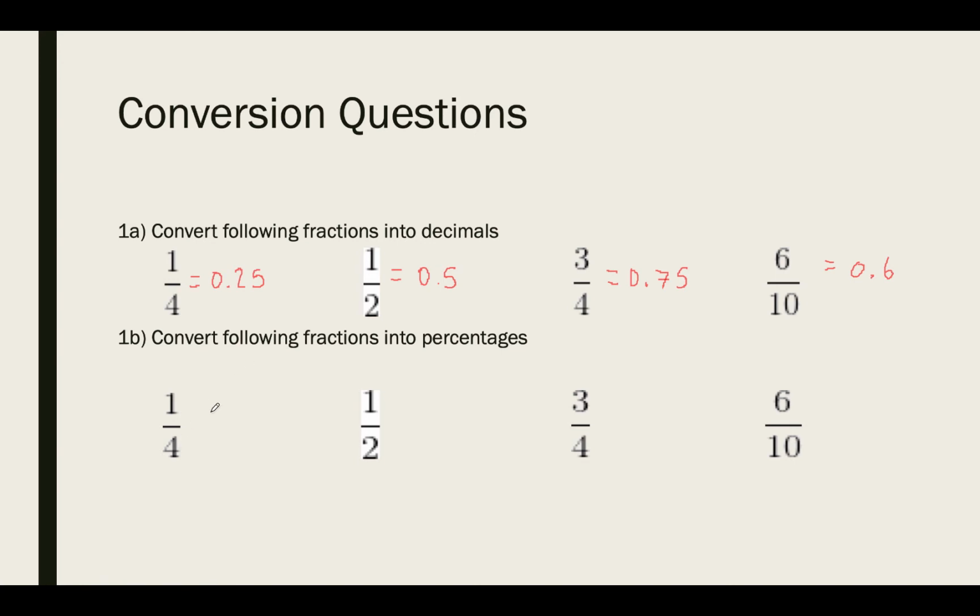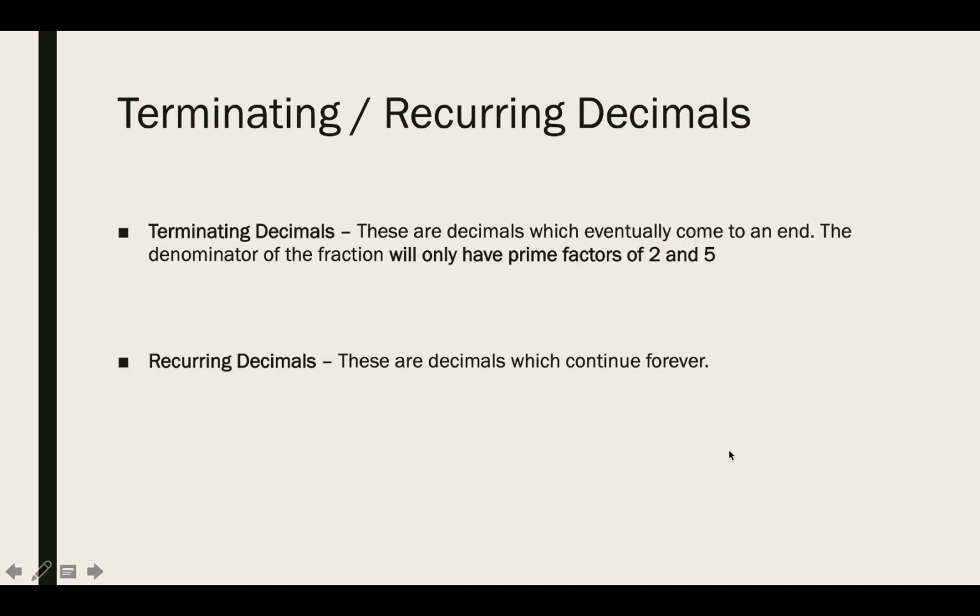And then to convert the fractions into percentages, all we have to do is multiply by 100. So your answers here should be 25%, because it's the exact same fractions and you're multiplying these by 100, 50%, 75%, and 60%. Hopefully you got those right. If not, you can always have a look back at the previous sections in the video.